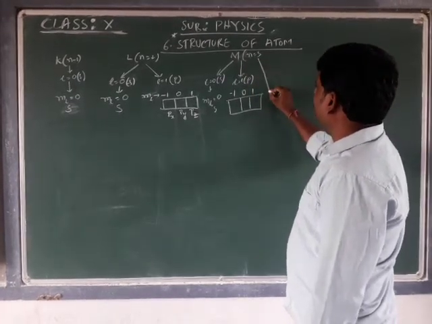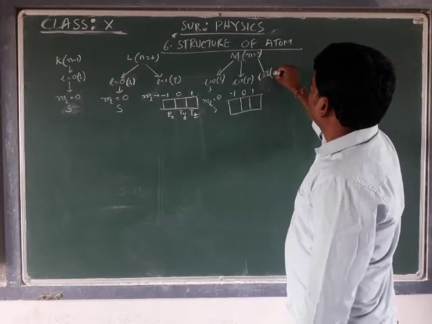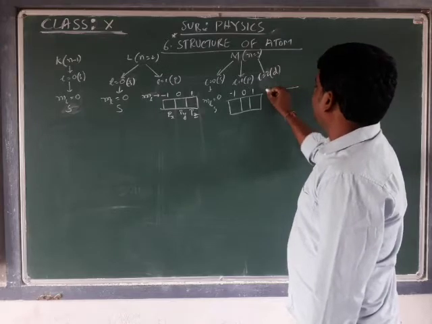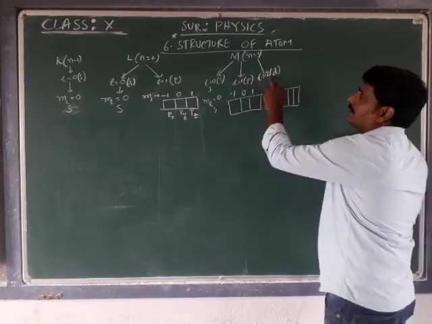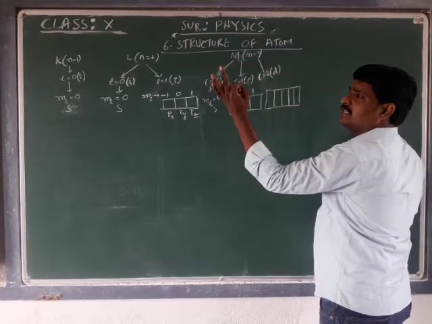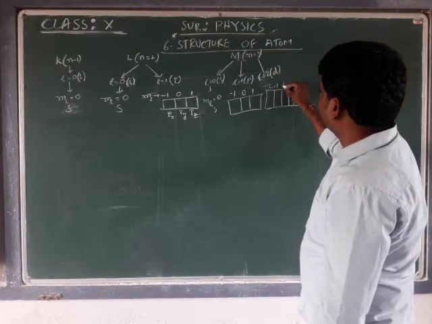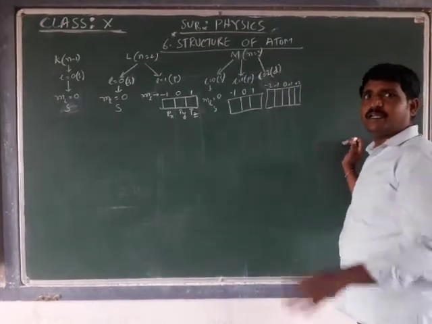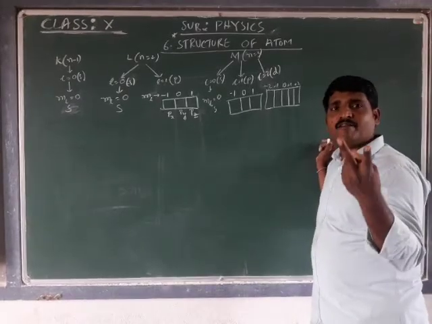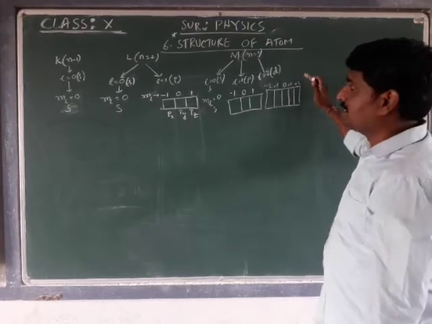For the third one, L is equal to 2, that is the D subshell. D has 5 ml values: minus 2, minus 1, 0, plus 1, plus 2. These are the ml values as they get oriented in dxy, dyz, dxz, dx square minus y square and dz square. That is what our yesterday's discussion was.